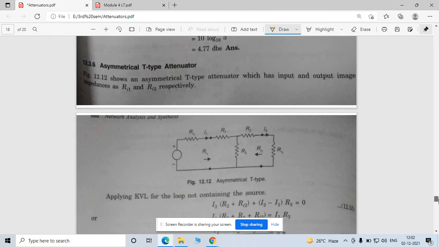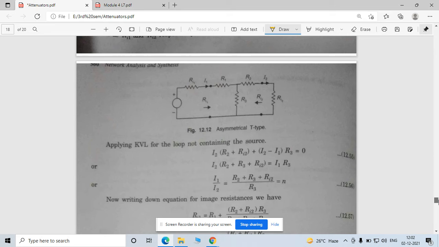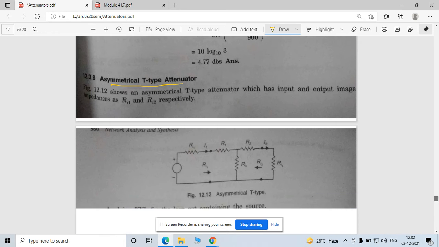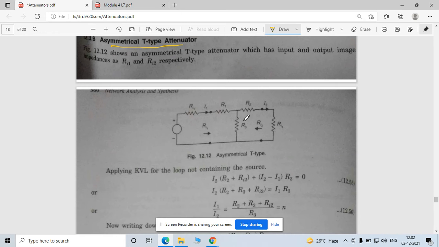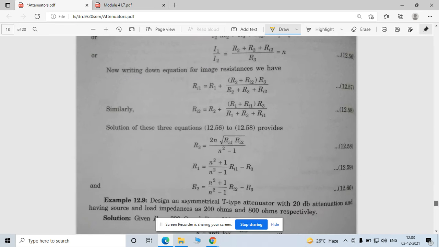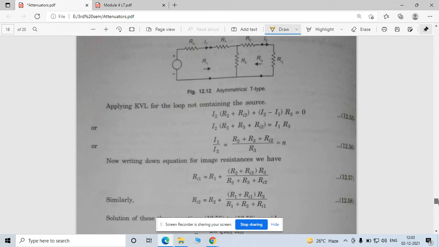Now the asymmetrical T type of attenuator. The only difference is that the values of your resistances are all different. When you talk about the symmetrical form, R1 and R2 are equal, but here R1 and R2 are different. In the same way, we already covered this derivation in our last lecture for the asymmetrical form. But you can also realize that network with your symmetrical format concept. So these are the equations.